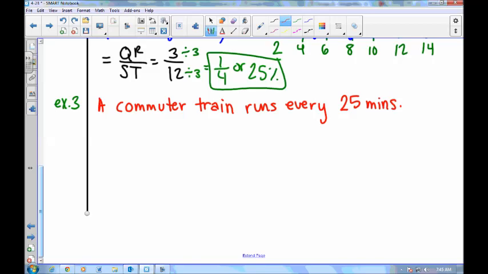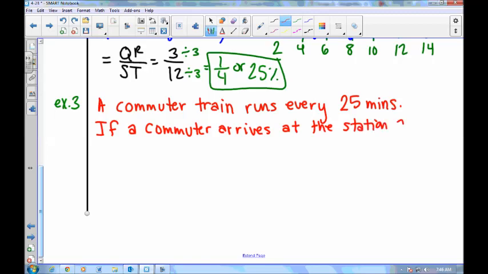Okay, anyway, the commuter train runs every 25 minutes. If a commuter arrives at the station at a random time, so maybe they don't know the schedule and they just show up whenever they show up, what's the probability that they will wait for at least 10 minutes?